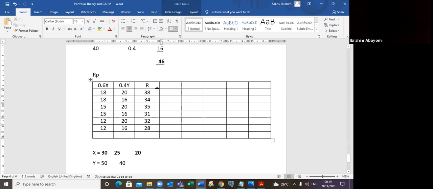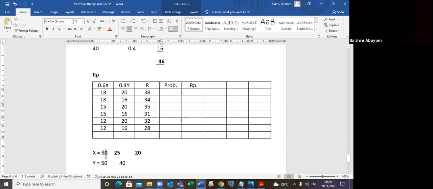Now, what I want to calculate is the expected return on the portfolio. This is not the expected return because I've not multiplied them by probability. So I need to bring my probability here. Since we have different returns, what is the probability we are going to use? You need to use what we call joint probability.